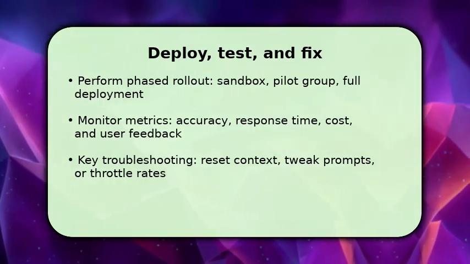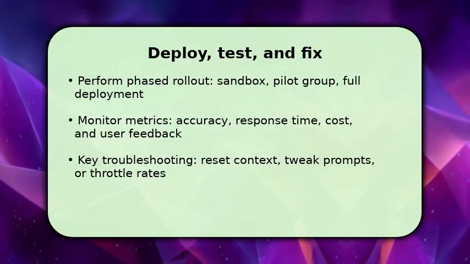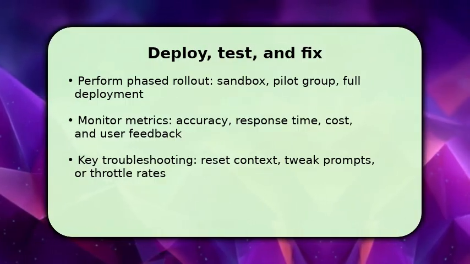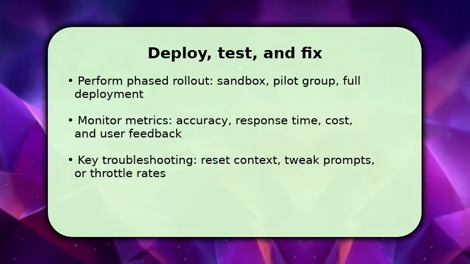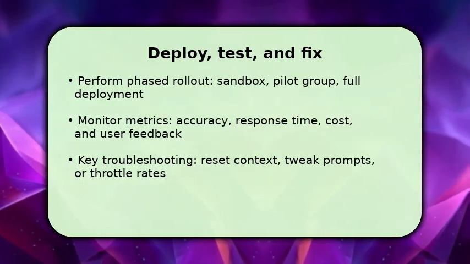If things go wrong, first reset the assistant's context and reproduce the issue. Then tweak prompts, adjust model parameters, or throttle request rates to isolate the problem. Finally, document fixes and keep users informed so trust remains intact.